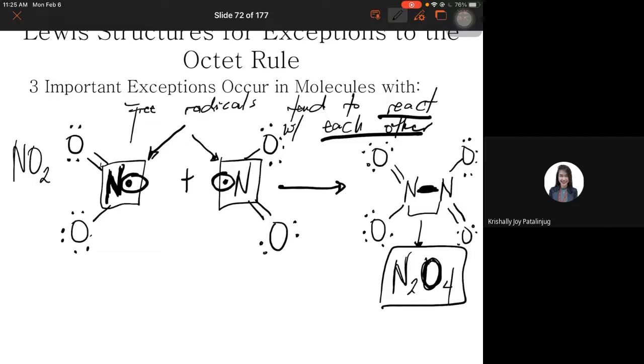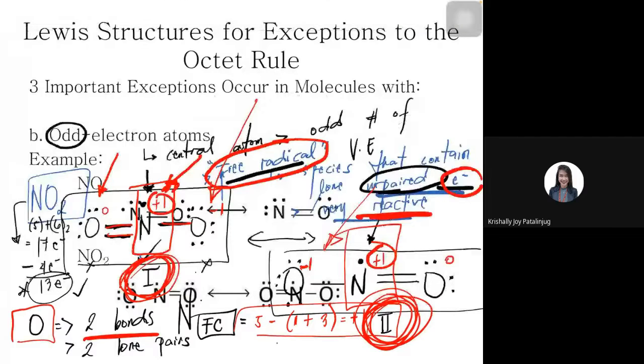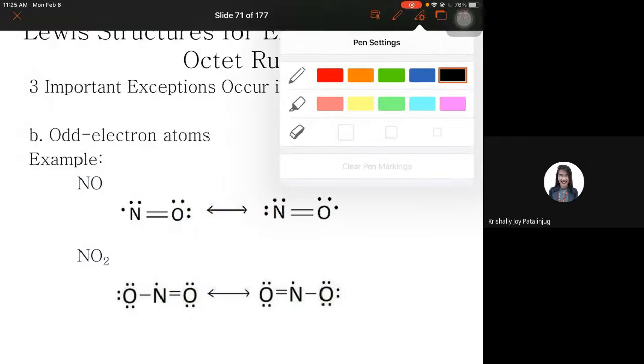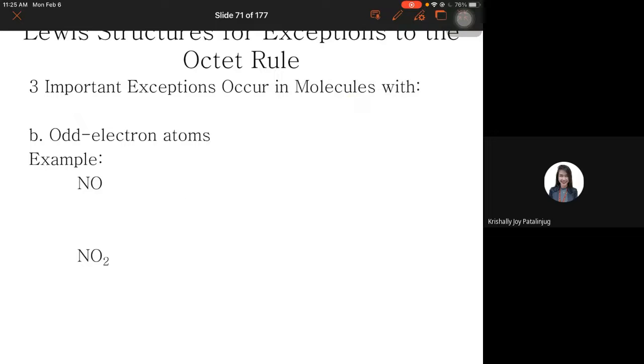Okay, sige, let's have another example na still exception to the octet under odd electron atoms. So let me erase this writings. Sige, let's have this nitrogen monoxide. Okay, nitrogen monoxide. So no problem with the placement of the atoms. Dalawang klase lang naman yung atoms dito and tig-iisa lang sila. So itatabi mo lang yung dalawa. Nitrogen and oxygen. Total valence electron dito would be an odd number. So that's 5 plus 6, that's 11 electrons. Then you write a single bond, minus 2.